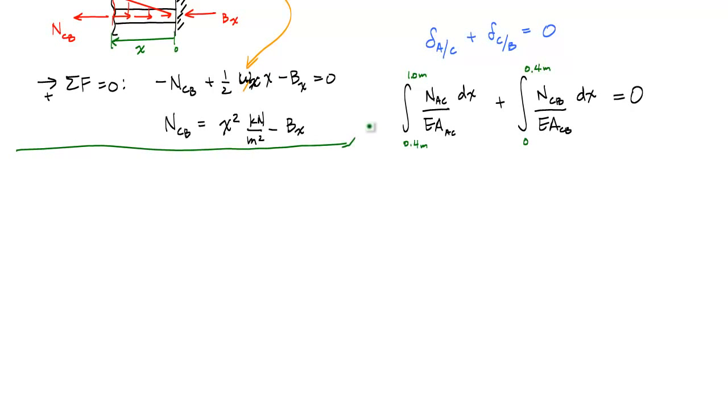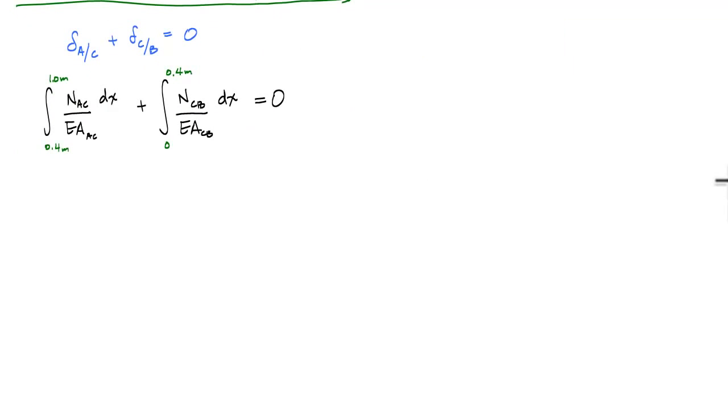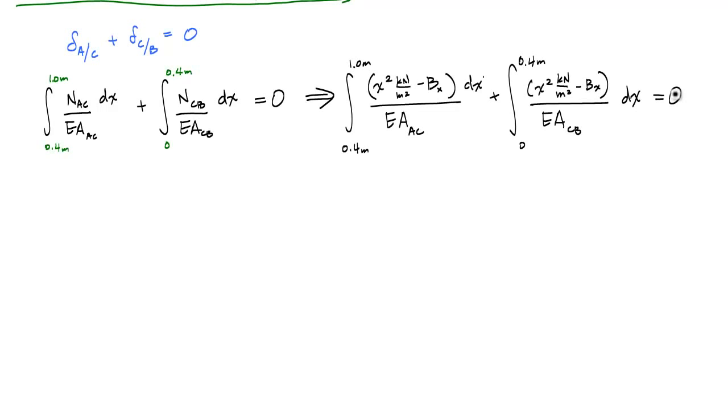Let's give myself some space. And I'm just going to substitute for the definitions that I know. So I'm just going to say this whole thing when I substitute the normal forces. And now I'm just going to integrate and solve for Bx after substituting some numbers. And here we knew that E is 70 GPa, which is the same as 70 kilonewtons per millimeter squared. And the area of segment AC is 100 millimeters squared. Similarly, the area of segment CB was 50 millimeters squared.